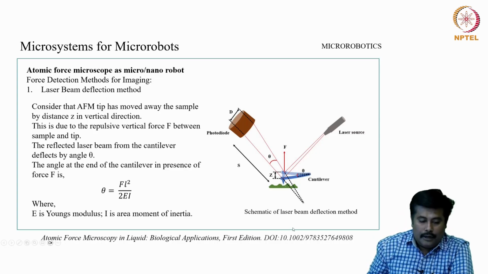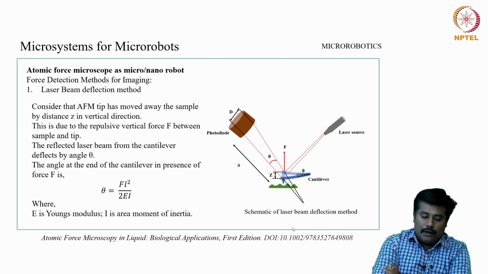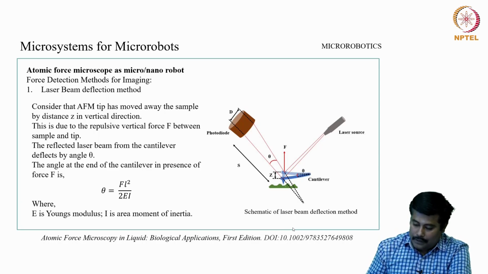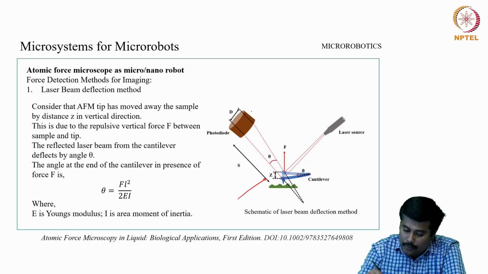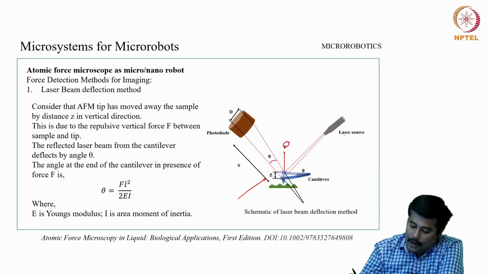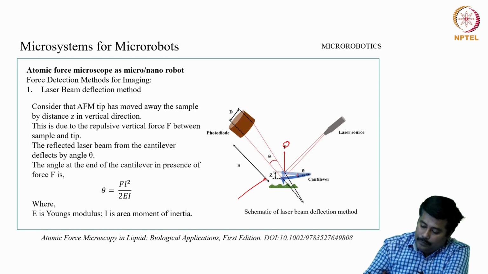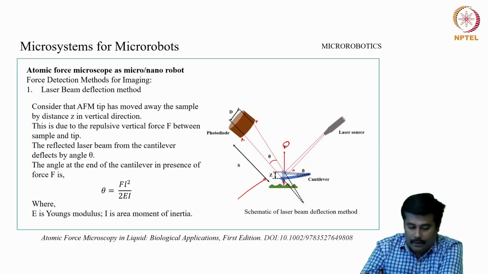Now, when we look into the overall force detection method for imaging, let us take the laser beam deflection method. In this laser beam deflection method, let me just introduce you. Here we have the cantilever, the movement of the cantilever is marked as Z, and this is the photodiode and this is the laser source, and the force exerted is marked as F, which is measured over here, and a laser is made to interact on the cantilever. Ideally, when it is in position A, this will be the reflected signal, and when it is in position B, we get a reflected signal.